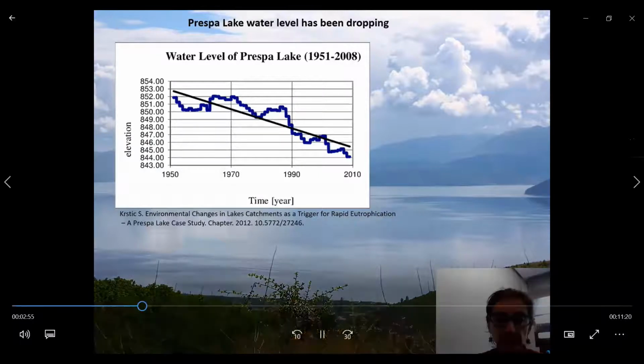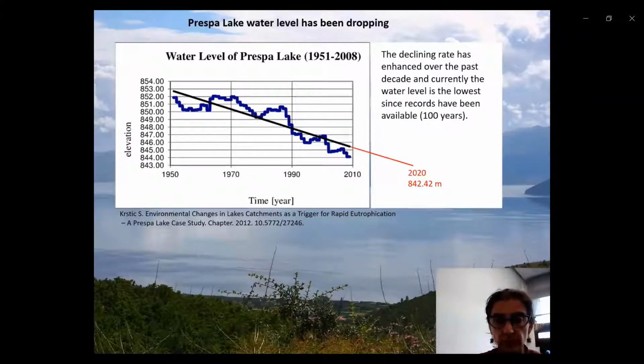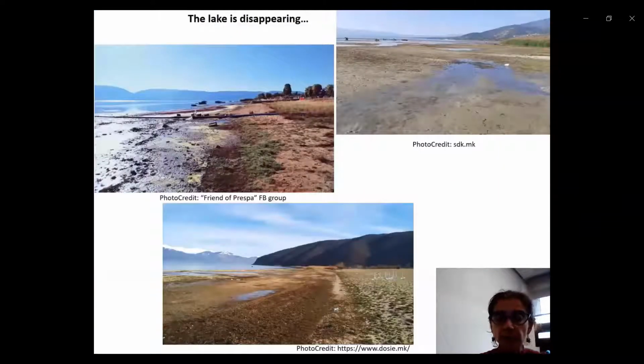Now, over the last decade, it's probably getting worse, and I'll show you what it looked like last year. We reached the absolute historical minimum of the water level, so it is the lowest since records exist. About 10 meters of depth have been lost. The lake is literally disappearing.